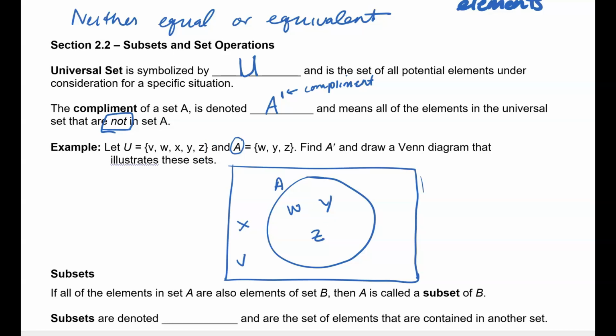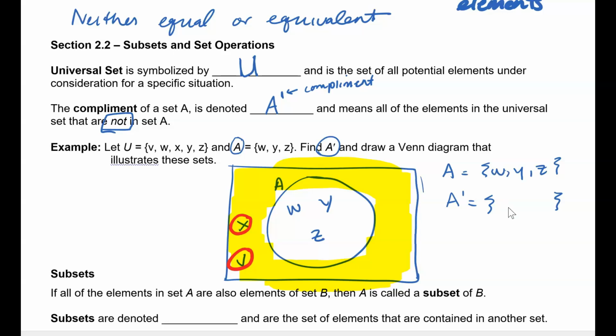So here's our Venn diagram, and then it says find A complement. If A is the set W, Y, Z, then A complement would be the set of elements that are not in A. In terms of the picture, it would mean the outside, everything that's not in A, which would be the X and the V. So not in A would be X and V.